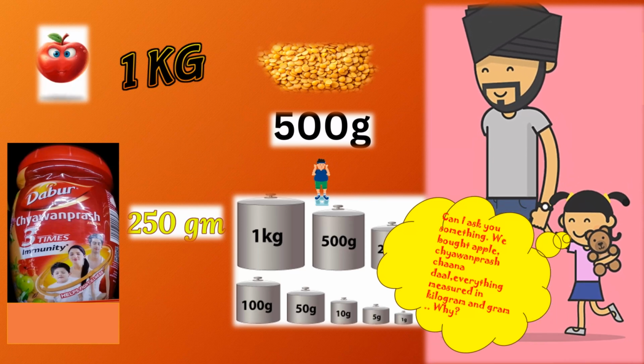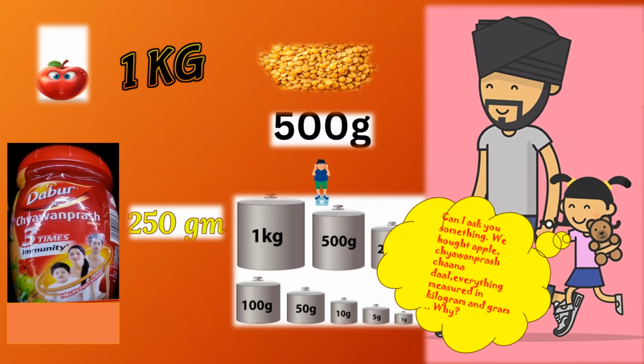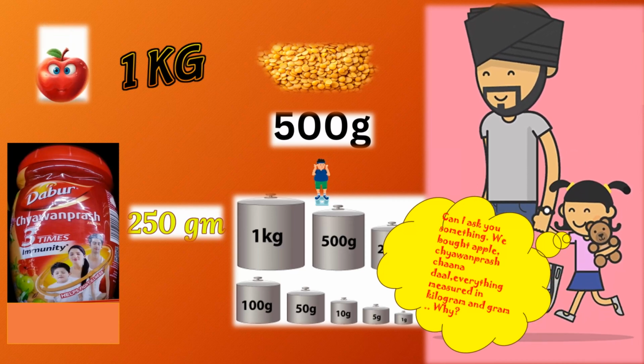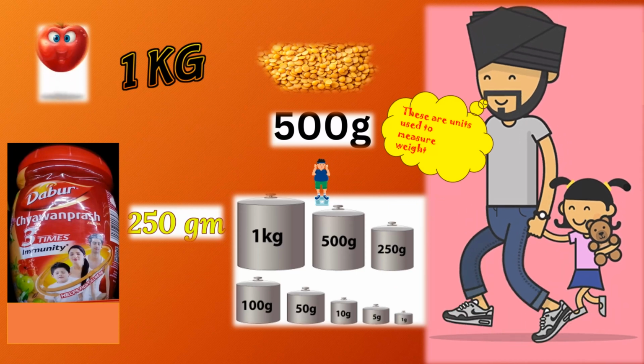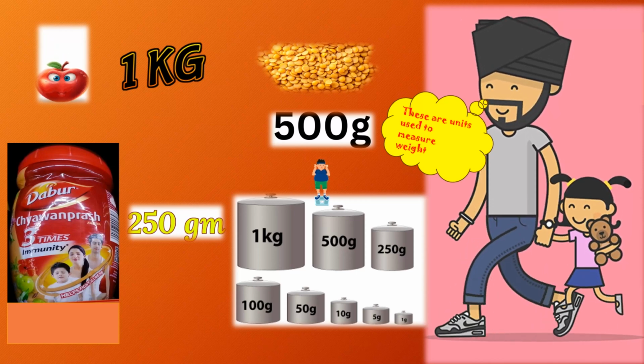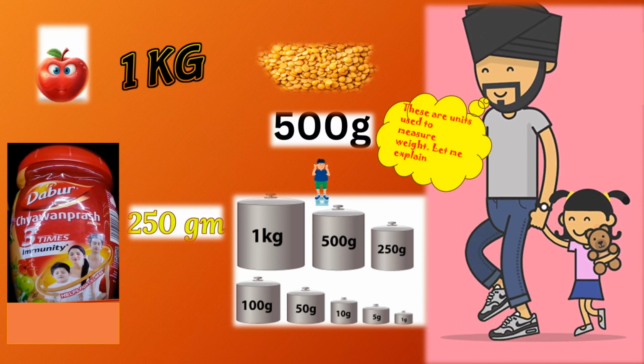We bought apple, Chyawanprash, chana dal, everything. Everything is measured in kilogram and gram. Why kilogram and gram? Okay, so daddy says, these are the units used to measure weight. Let me explain to you.